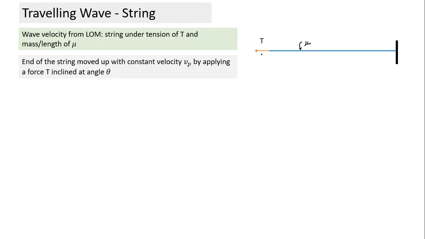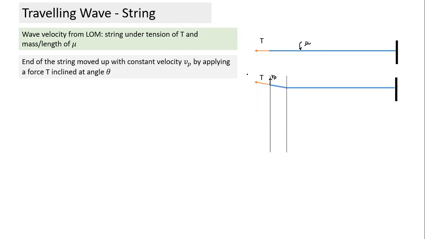Let's see how we arrive at wave velocity based on a certain assumption. Somebody must have thought of some way to find wave speed on a string. So let's assume that the end of the string is moved up with a constant velocity Vp, the particle velocity. We give a constant velocity Vp in the vertical direction by applying a force T inclined at angle theta. So rather than making the force horizontal, we have made the force inclined. Because of the inclined force, this particle is moving at velocity Vp, and we are taking a very small element of string, exaggerated here, so that even if it becomes curved, it can be taken as a straight line.